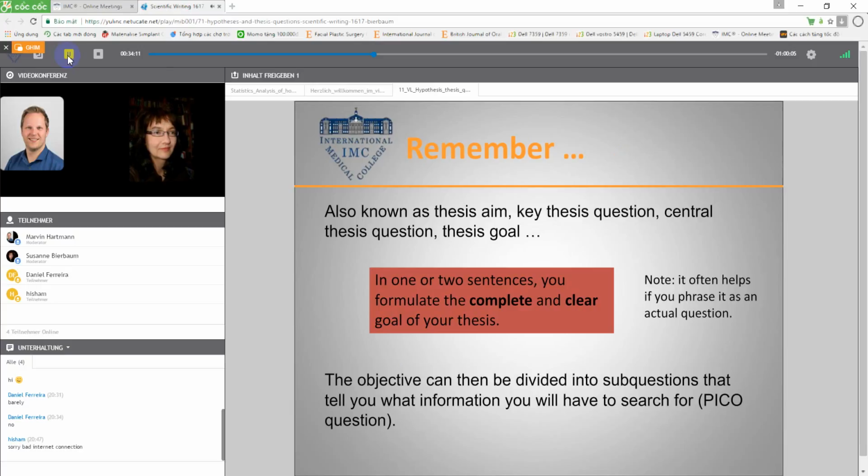You'll remember this one. That's a slide which I already showed. One or two sentences, phrased as a question, and the important thing is this: the objective can then be divided into sub-questions. These sub-questions, which should be typical questions, at least for several of them, are the research questions.